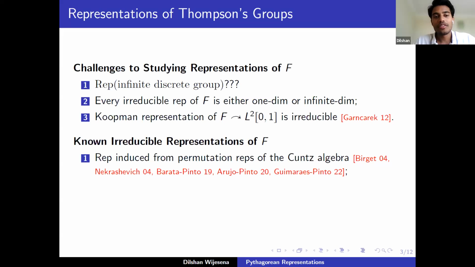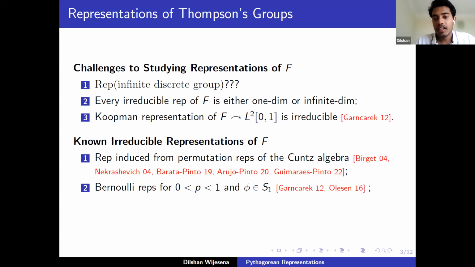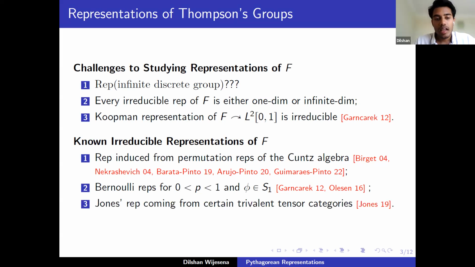So it's not all gloom and doom though. There are known families of irreducible representations of F. For example, there's a class of representations induced from the permutation representations of the Cuntz algebra. There are these Bernoulli representations, which were initially constructed by Cuntz and then later generalized by Olesen in his PhD thesis. These families of Bernoulli representations you can think of as being deformations of the Koopman representation. And we also have a family of Jones representations constructed by Jones coming from certain trivalent tensor categories.